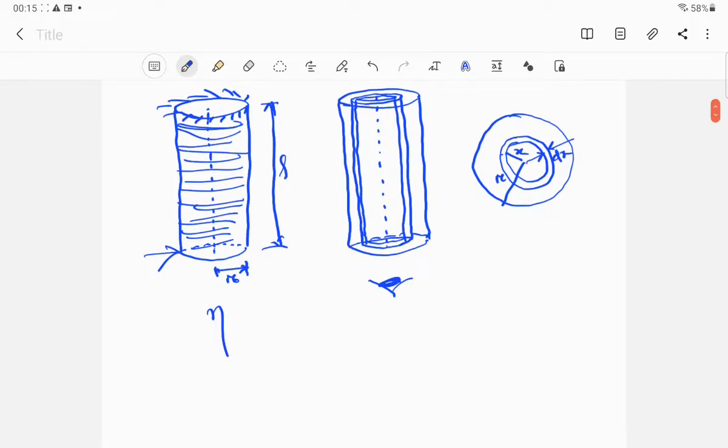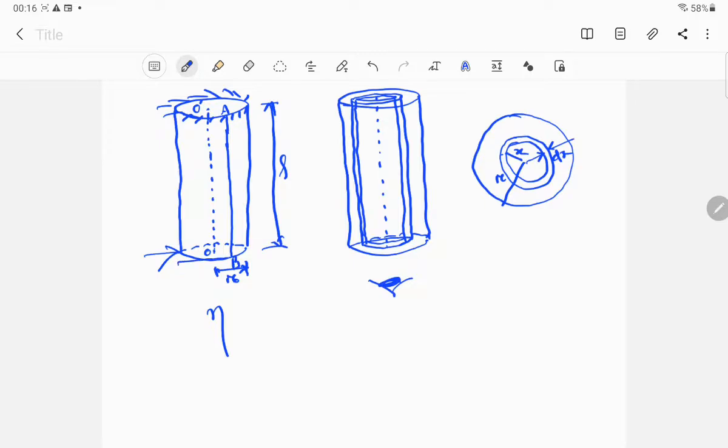Now, as already discussed, we are going to apply a couple, a twisting couple, in a plane perpendicular to its length. So because of the application of the twisting couple, what is going to happen? Suppose we consider this to be O and this to be O dash, and let us consider another line parallel to O dash. So it is A and it is B.